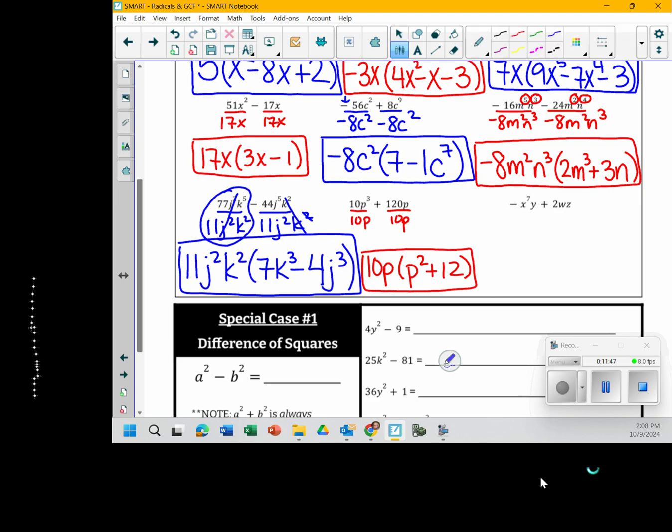Last one has a lot going on. I see my front term is negative, so I know I can divide by negative. That's like a negative 1. The biggest I can divide by is negative 1. They share no x's, no y's, no w's, no z's. So all I can bring out is a negative. If you want to put negative 1, that's fine. Usually it would just say negative. And then I have x to the 7th y. 2 divided by negative 1 is negative 2 w.